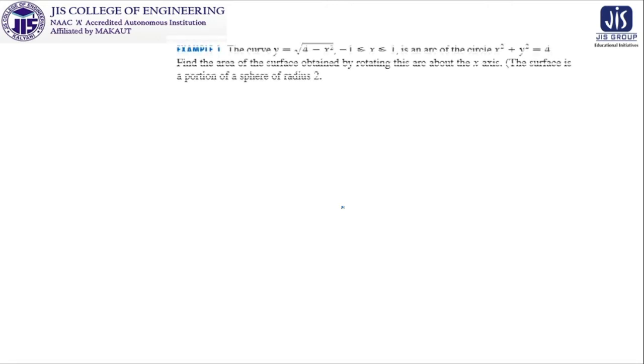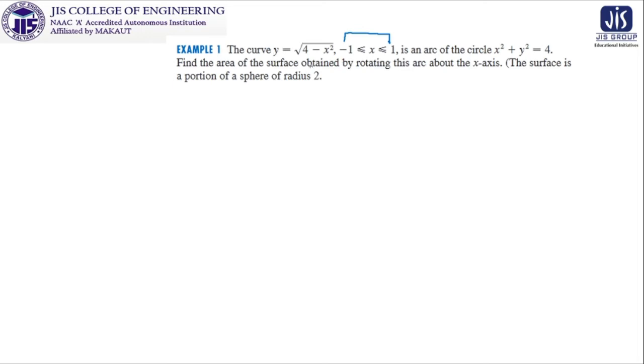So let us come to the examples. The first example is of the y equal to f(x) form. That means the first formula will be used, and the range is given from -1 to 1. It is also stated in the example that it is the arc of a circle x square plus y square equal to 4. It is very much clear. If you square it, you will get y square equal to 4 minus x square. So x square plus y square equal to 4.